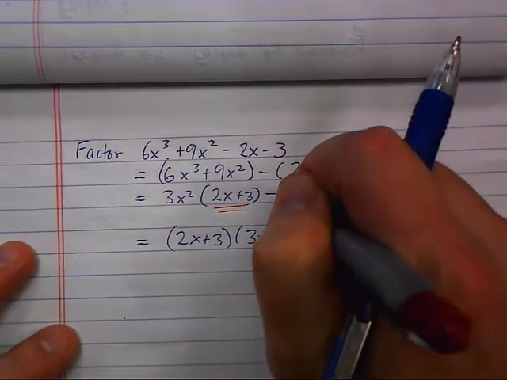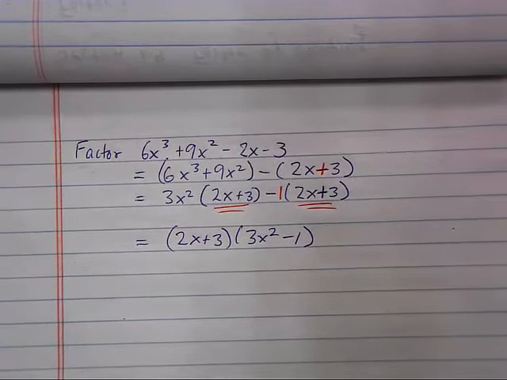Again, there's a 1 right there. We don't write it. We're lazy. But there really is a 1 right there. That's where the 3x squared minus 1 came from. Questions on that?